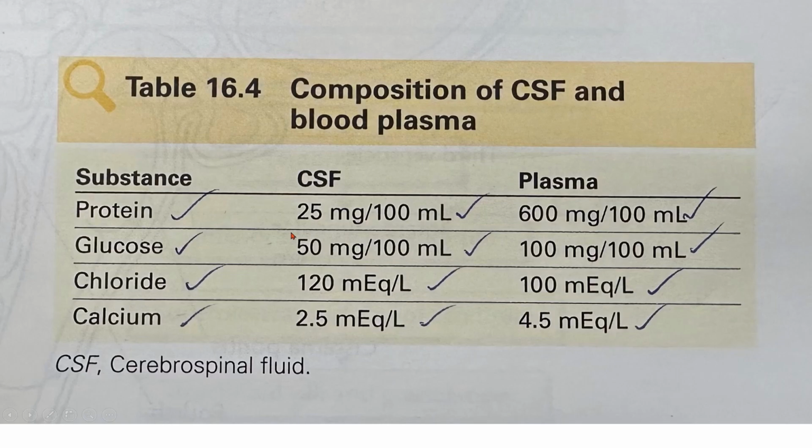You can see here protein is 25 milligrams, whereas in plasma it is 600. Glucose is 50, whereas in plasma it is 100 milligrams. Chloride is 120 milliequivalents, whereas in plasma it is 100 milliequivalents. Calcium is 2.5 and 4.5. So everything is less except the chloride.